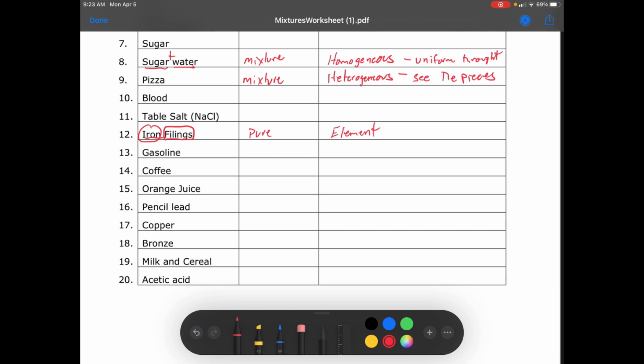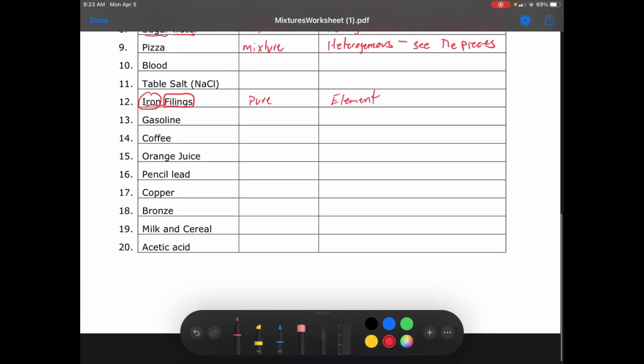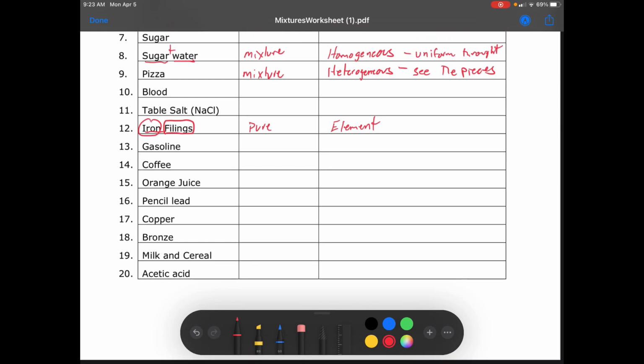I'm going to leave gasoline. I'm going to do coffee because I love coffee, obviously. So coffee is a mixture. What do you think, heterogeneous or homogeneous? It's uniform throughout. It's all brown, so it is going to be a homogeneous mixture, because that means you can't see the pieces throughout.